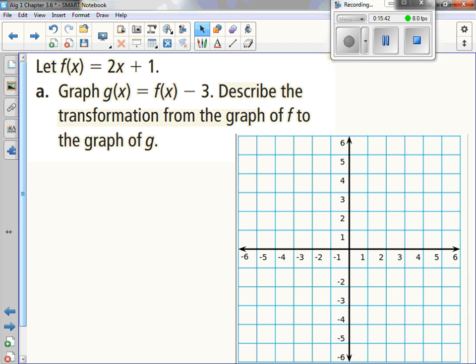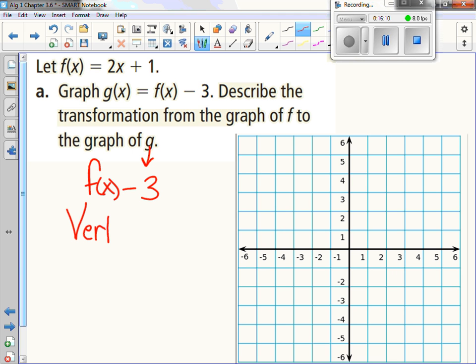So let's look at this one here. We won't focus so much on graphing. We're just going to focus on the translation, seeing how it moves. So our translation for this here is f of x minus 3. Would this be a horizontal or vertical translation? Vertical. And we know it's vertical because we're subtracting something from, or adding something to, the outside.